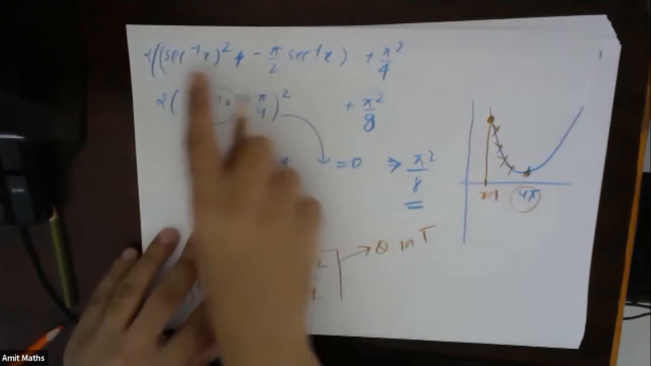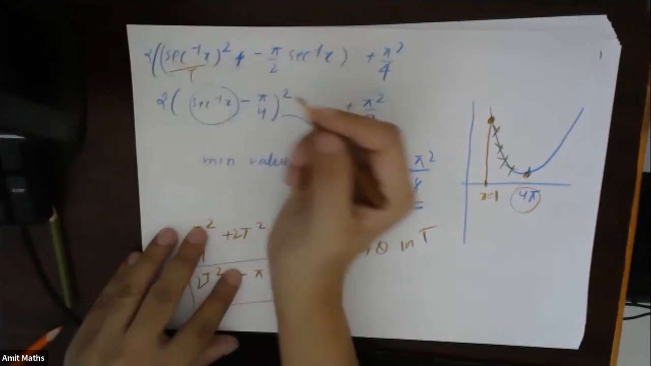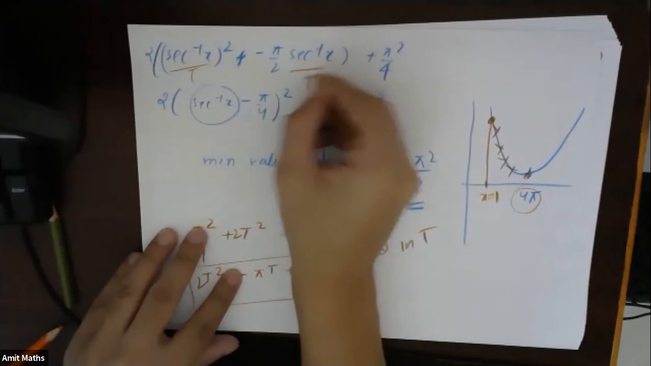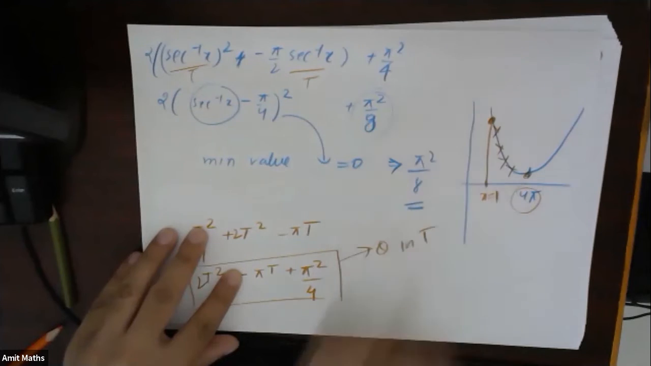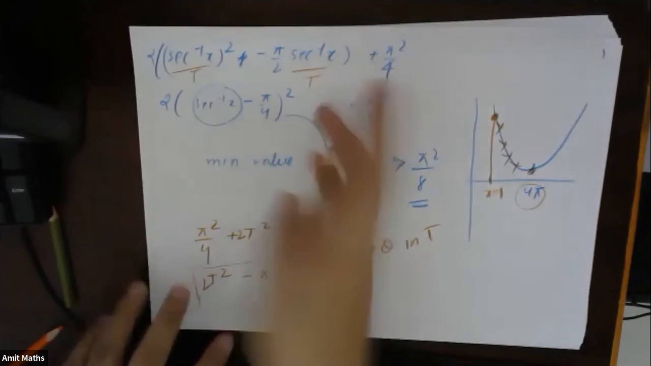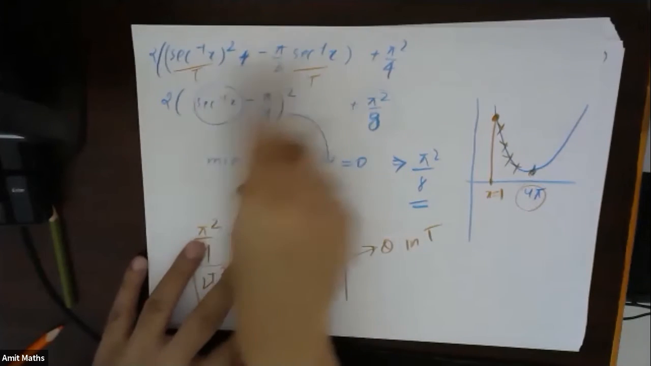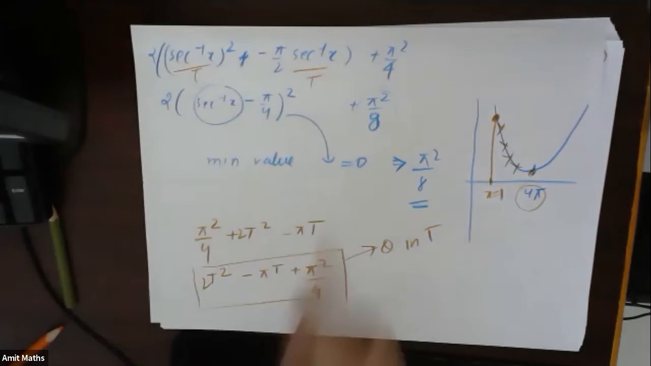Understood? But try to write this in the form of t. So Viksha, try to write this in terms of t and just convert it into a perfect square, which we have already done. Just write in terms of t if it is easier for you. Write in terms of t, convert it into a perfect square. Again, write t as sec inverse of x. You will get the answer.